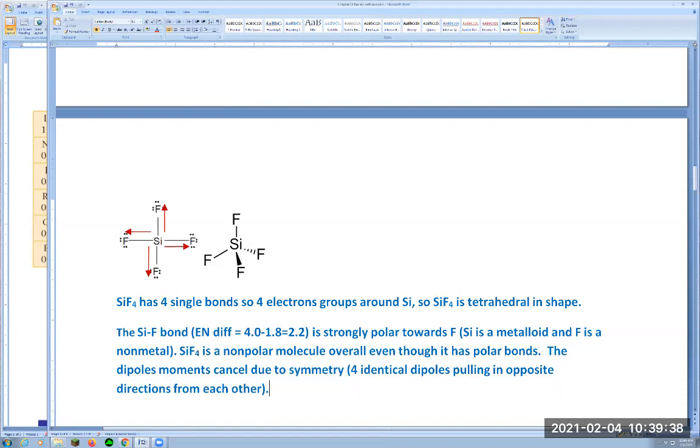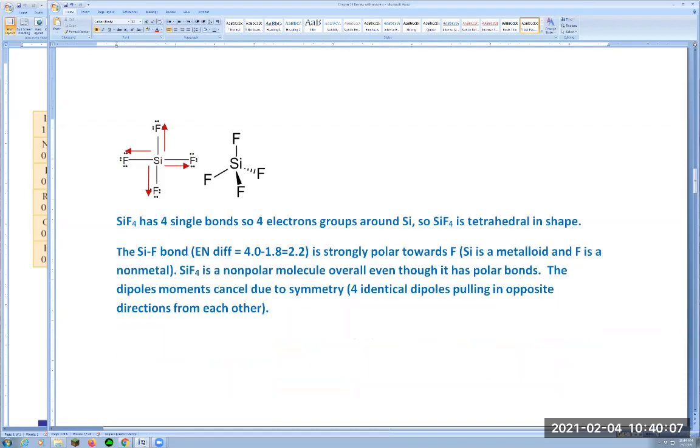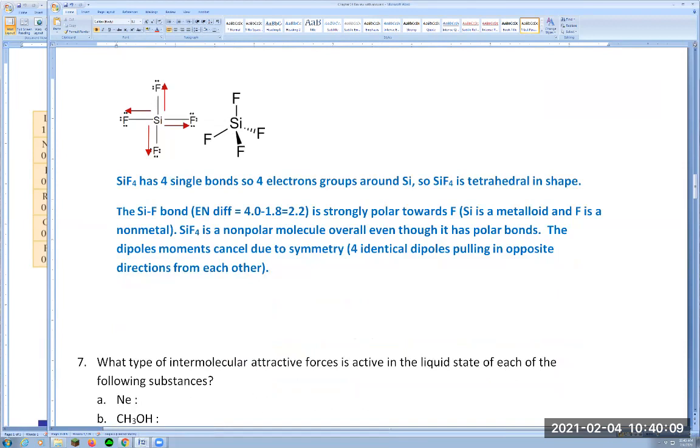So this is something you have to remember. When you have a tetrahedron with four atoms of the same kind pulling on the central atom, or it could be the reverse, typically it's the outside atoms that are more electronegative, so it will cancel. So SiF4 is non-polar overall. So that answers question 6. So let's move on to question 7.